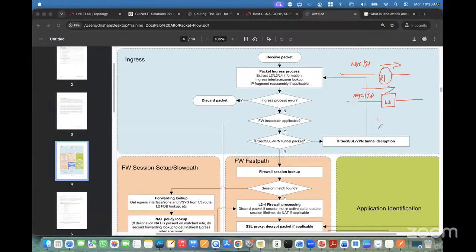So similarly, if you're going to apply the Palo Alto firewall and saying that, hey, Palo Alto firewall, you don't have to do any inspections. It will just check the MAC plus IP routing, and they will send the packet.